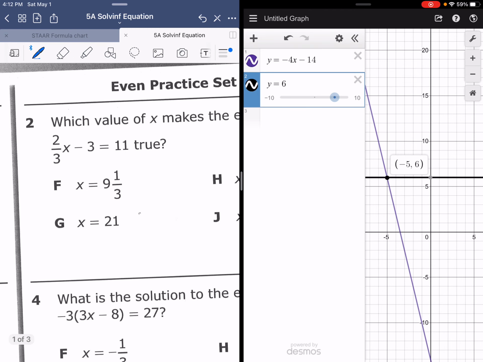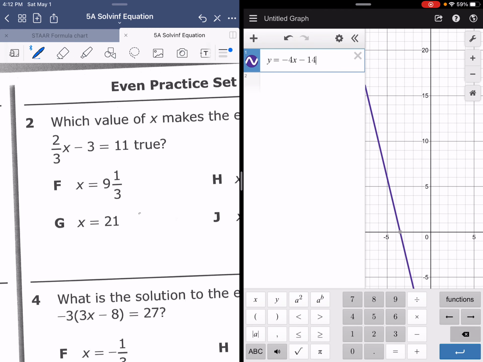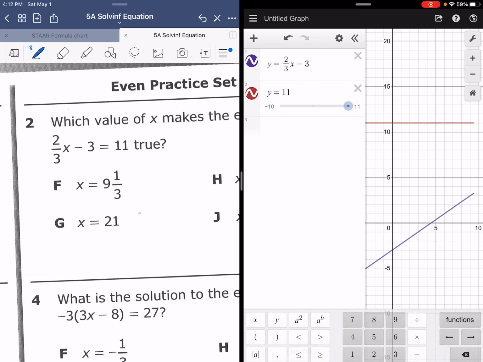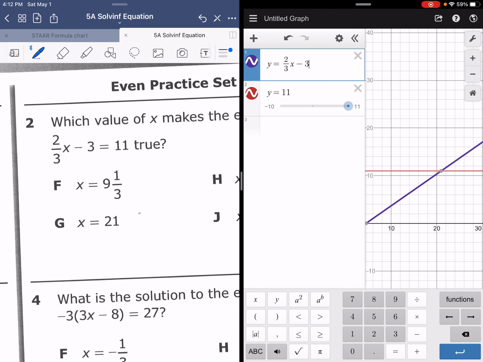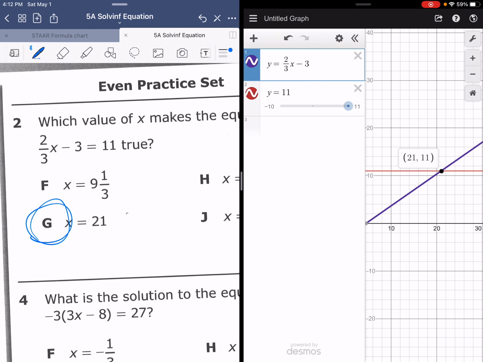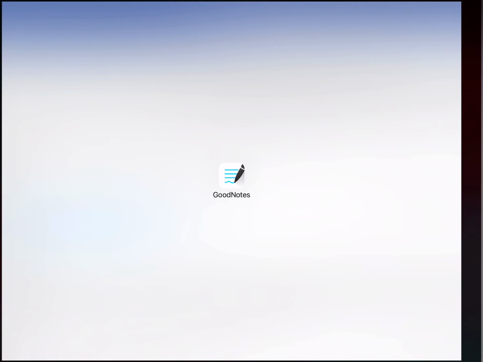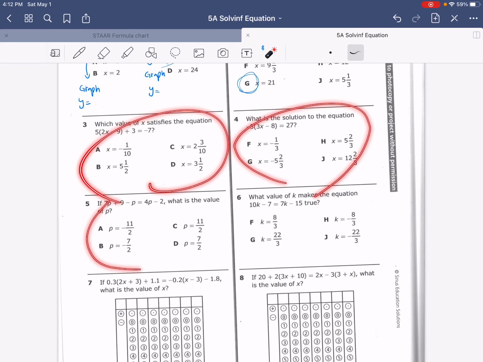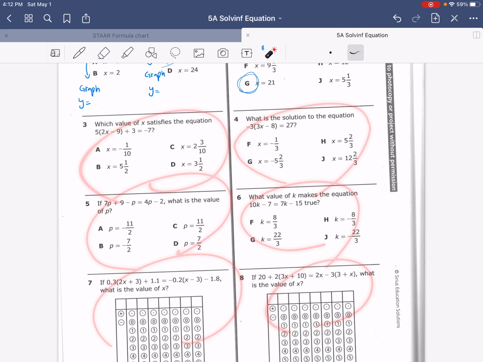Same thing here. You're gonna put what? y equals 2 over 3x minus 3, and y equals 11. And as you can see, we have an intersection point here. Do you see 21? That's gonna be our solution. 11, y, we don't care about the y value. What we care about is the x value, okay? So just like that, using a calculator, you can solve every single one of these questions, okay?